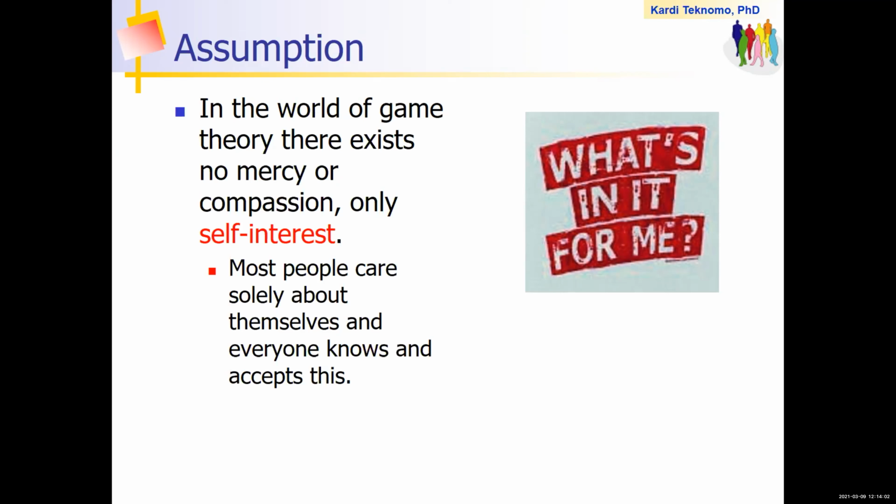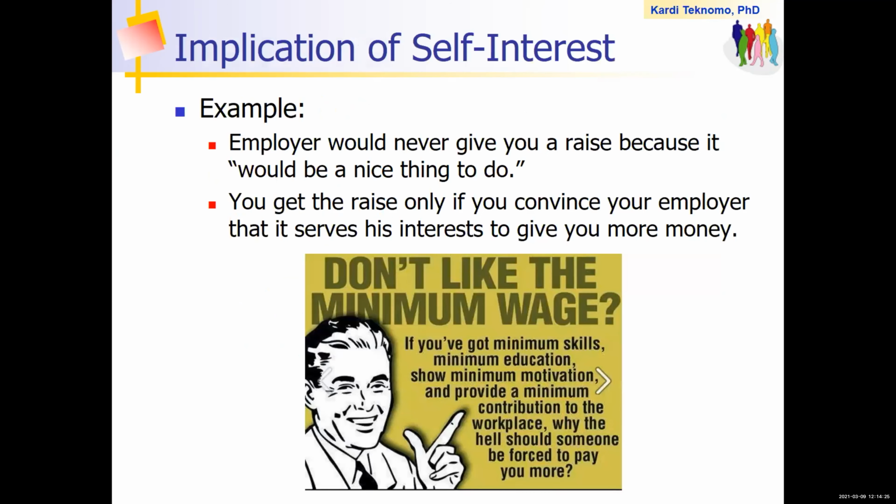In game theory, you assume that people only care about themselves, and everyone knows and accepts this. So in game theory, there is only self-interest. There is no mercy, there is no compassion. So what is the implication of self-interest?